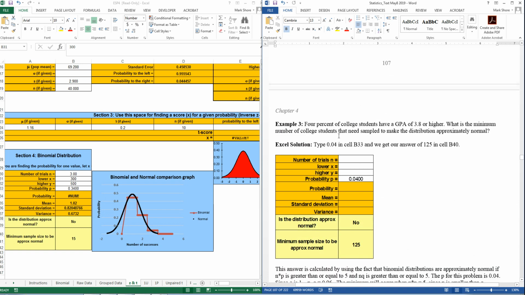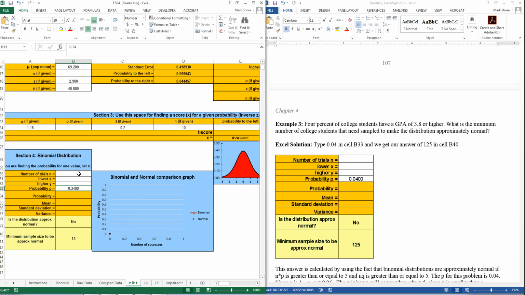Example 3 says 4% of college students have a GPA of 3.8 or higher. What is the minimum number of college students that need to be sampled to make the distribution approximately normal? Well, with this one we just have one fact. The probability that a person has a GPA of 3.8 or higher is 4%. So on this one, delete everything else, but for your P just put in 4% or 0.04.